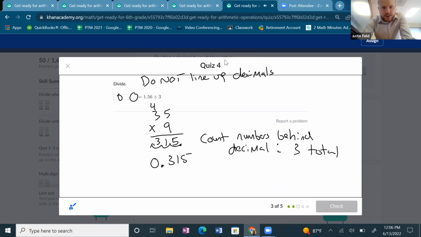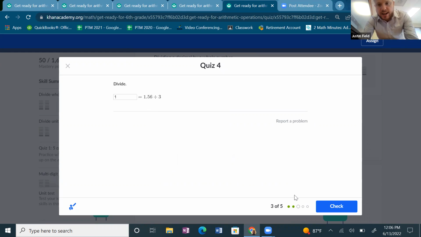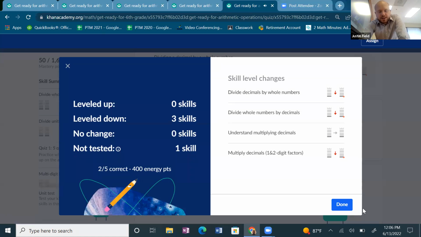All right. Division by decimals, we talked about that. Get rid of the decimal in the divisor. Multiplication by decimals, we talked about that. Division by decimals, we talked about that. All right. So go for it.